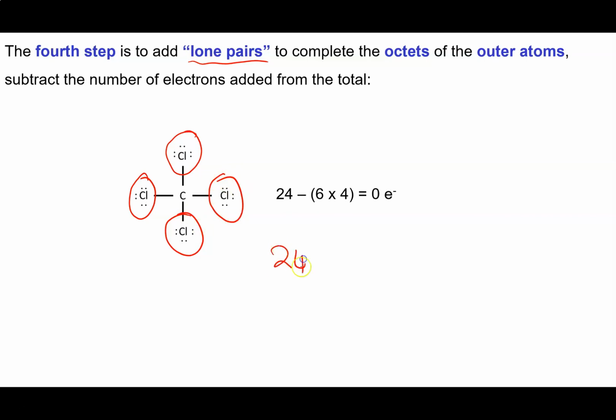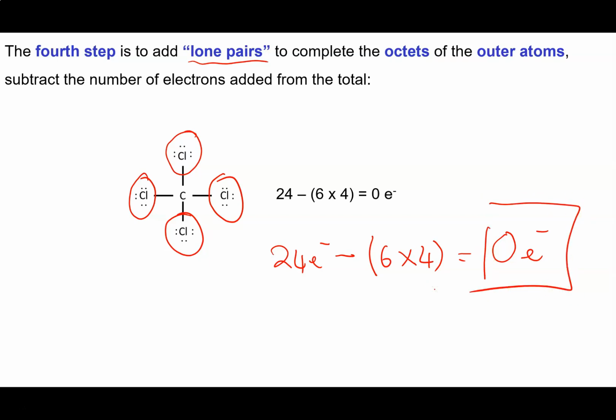So after making the bonds, I had 24 electrons, and then I add 6 to each of the 4 chlorine atoms, and that gives me 0 electrons left. So what that means is, I don't have a valid Lewis structure at this time, because I've got no more electrons left to work with, all I can do to finish off this Lewis structure is move around where the electrons are. Once my count gets down to 0, I can't add in any more electrons to finish this structure off. So the first thing that we're always trying to do is to get our count of electrons down to 0 before we move on.